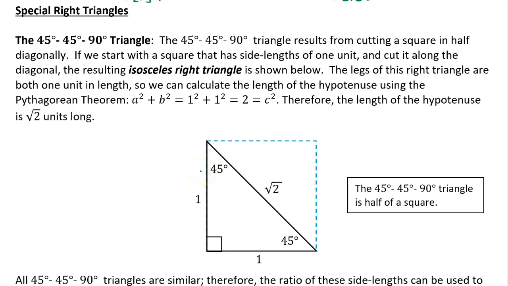All right, we're going to talk about some special right triangles now. And the first special right triangle that we're going to talk about is the 45, 45, 90 triangle. Now, you get a 45, 45, 90 triangle when you cut a square in half.